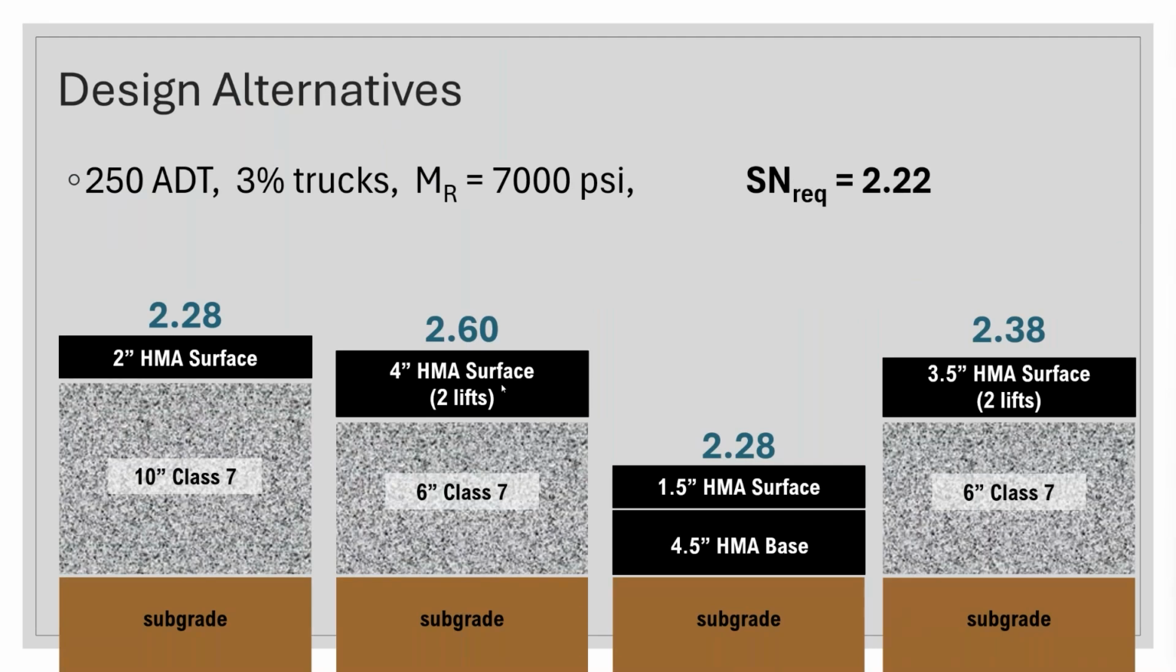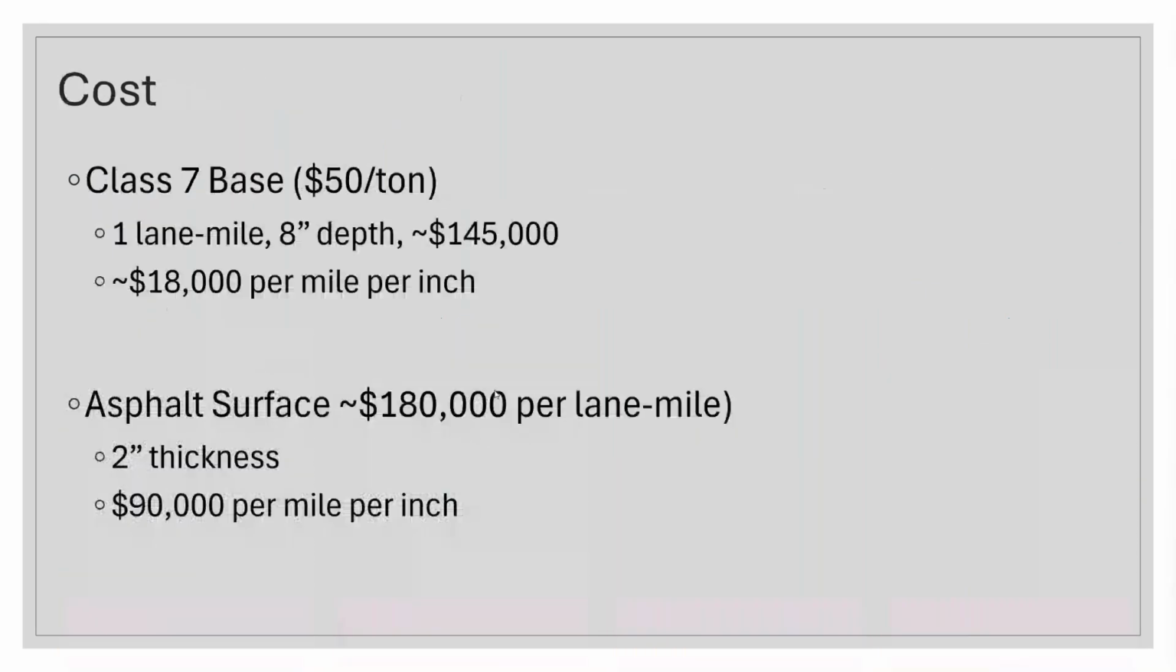Or I could place a base mix right on the subgrade and then add a 1.5 inch surface mix, and that will give me a 2.28. One final option would be 3.5 inches of surface. You could do that in 2 lifts, where the first lift was 2 inches, the second lift was 1.5 inches, and then put that over 6 inches of class 7. That's an option. So as you can see, there are lots of ways to get to a reasonable answer, and lots of ways that you can use your pricing of the different materials to see what's best in your current situation. Class 7 base in Arkansas anyway right now is running somewhere around $40, $50 a ton.